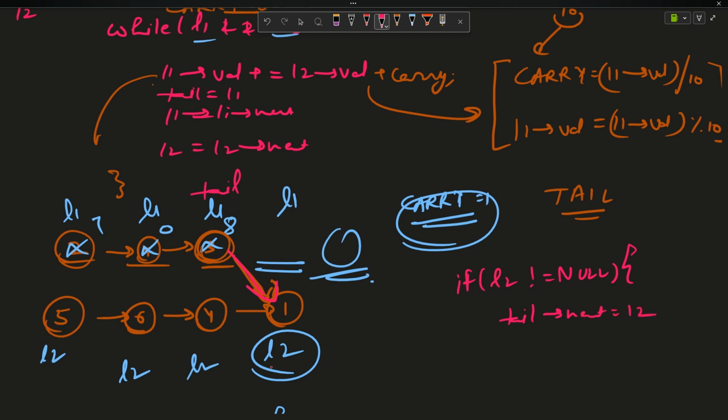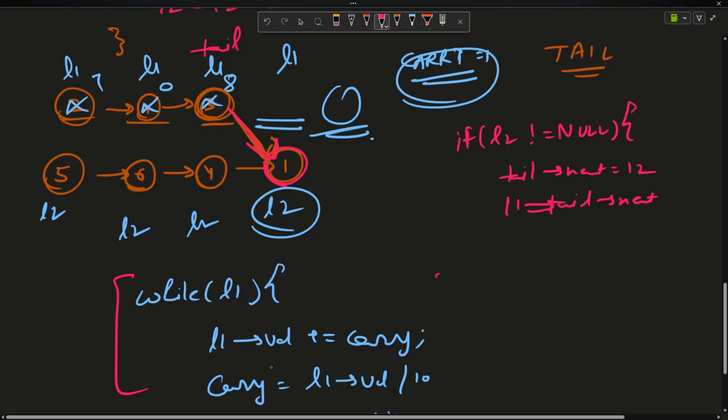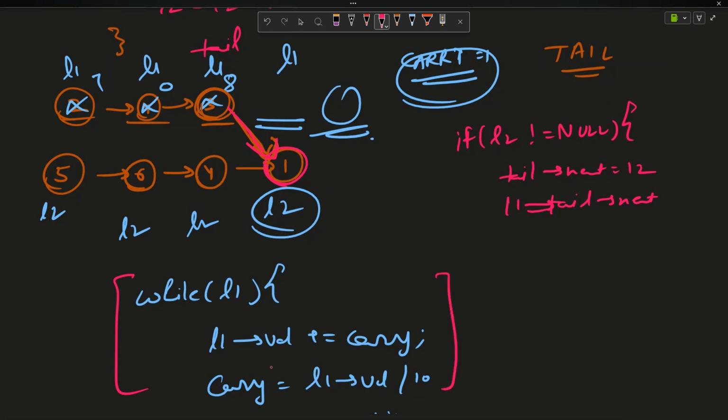Now instead of moving forward, I can say L1 will become tail's next. I am not merging L1 and L2, I am just using the reference of L1 so that I can use this loop also when L2 is not null. This loop can be run for L1 not null and for L2 not null.